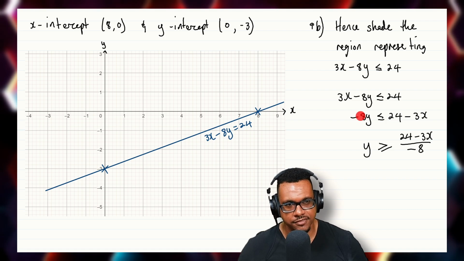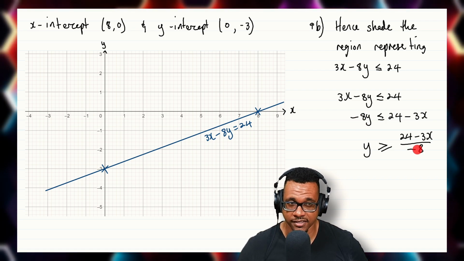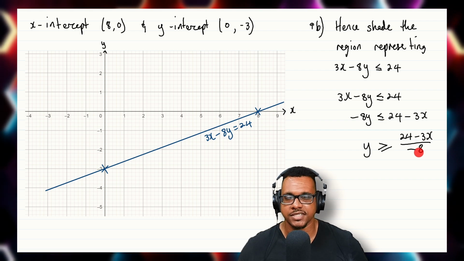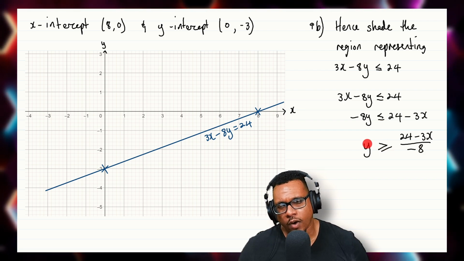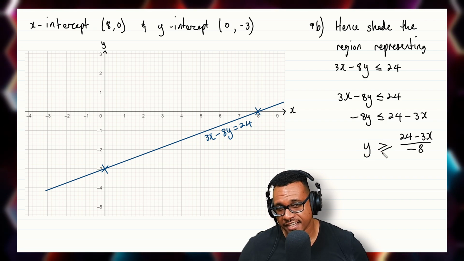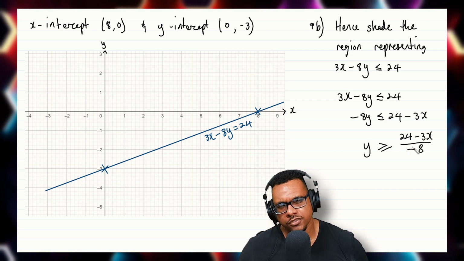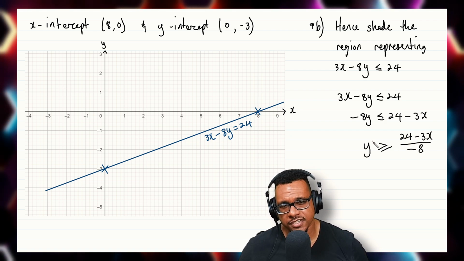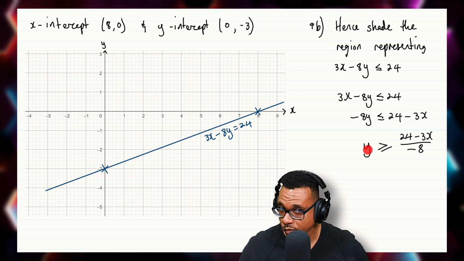So you see we transfer the negative 8 across. The operation changed from multiplication to division, so it went under. But because it was negative 8, the inequality sign has to switch around. So now that y is the subject, you can see that y must be greater than or equal to whatever is on this side. Now, we're not too concerned with whatever is on this side. All I'm interested in is if y is less than or equal to, or y is greater than or equal to.